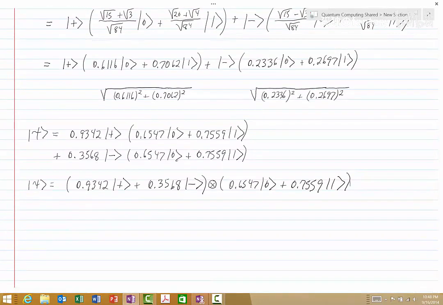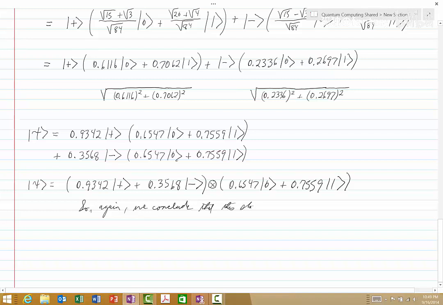And so again, this should not surprise us, because remember, we said before that whether or not a state is entangled does not depend on the basis that we use. It depends on the decomposition, but it does not depend on the basis. So the fact that we use the standard basis in the first case and the Hadamard basis in the second case is completely irrelevant. So again, we conclude that this state is unentangled.